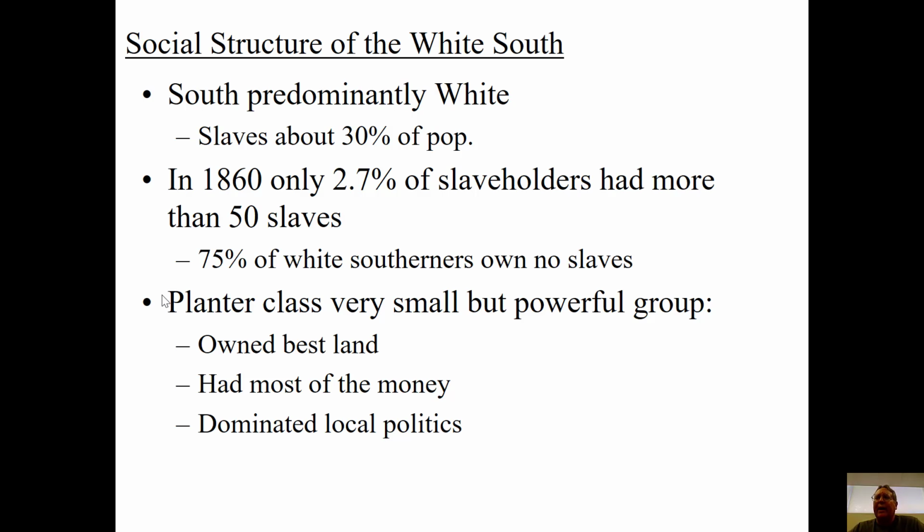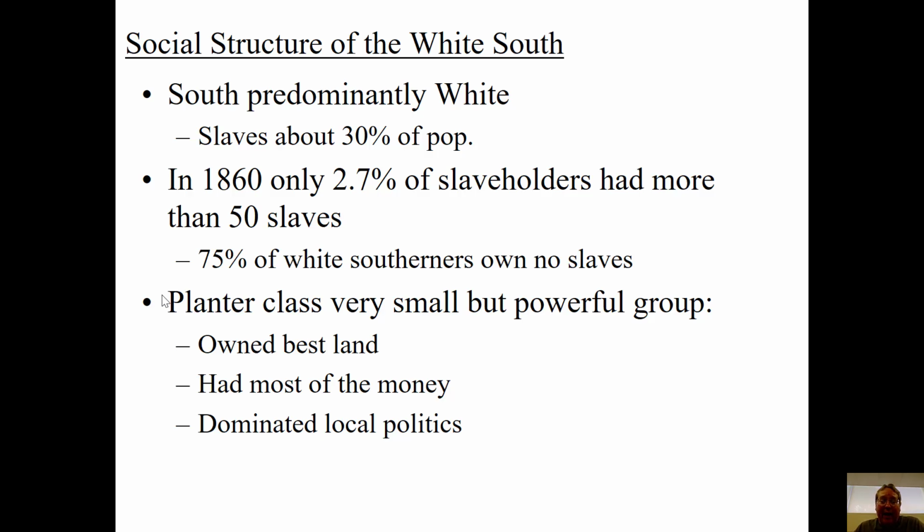Because when you get down to it, in the South, it's primarily white, right? By 1860, about 70% of the population, between 4 and 6 million people, are white. Somewhere between 3 and 4 million are black. And of those 3 and 4 million black population, most of that is an enslaved population. And when you drill down even further here, in 1860, only about 3% of the people that actually own slaves own more than 50. 75% of all Southerners, I said before, don't even own slaves.